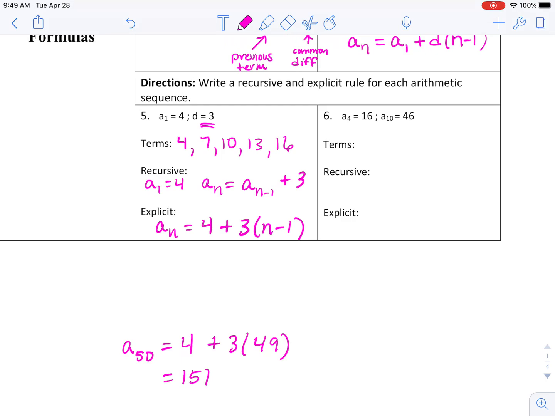Kind of nice. Now, one other thing I want to mention about this explicit model. This is not a simplified equation. So I would ask with your explicit models that you always finish and simplify them.